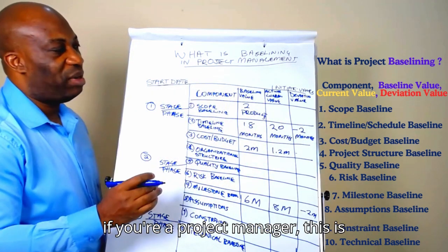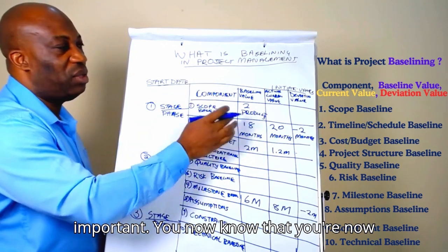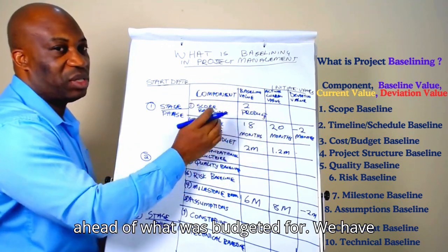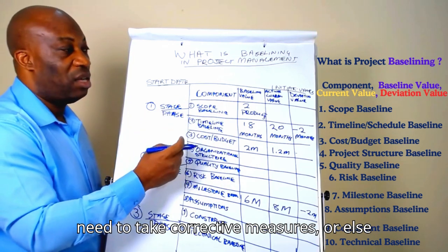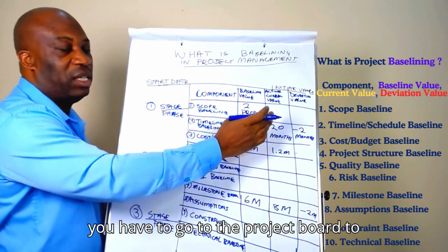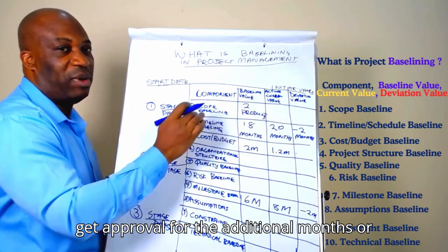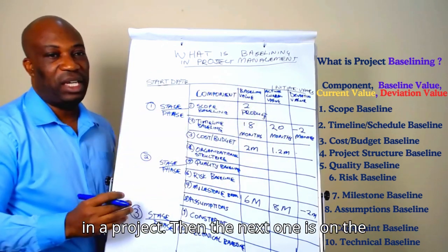So if you're a project manager, this is important. You now know that you're over what was budgeted for, or you have more than what was budgeted for. Then you need to take corrective measures, or else you have to go to the project board to get approval for the additional months or the additional budget that you're having in a project.